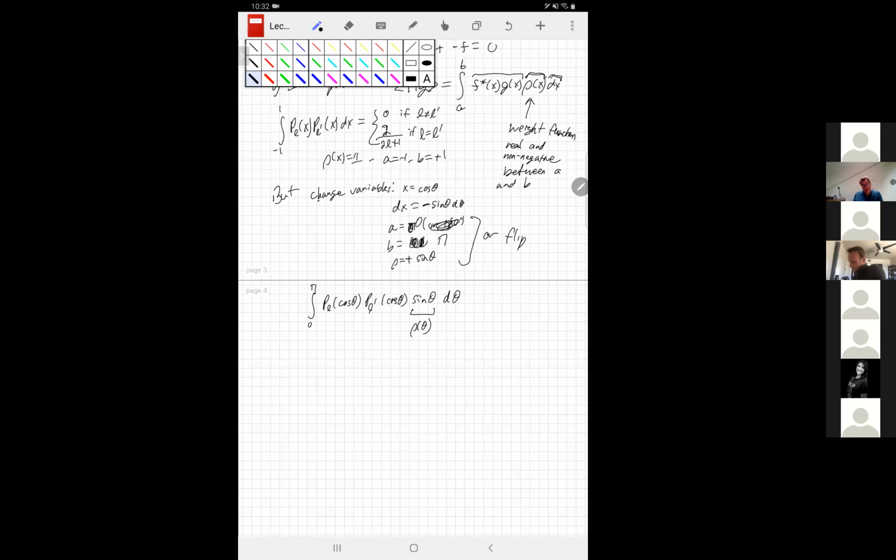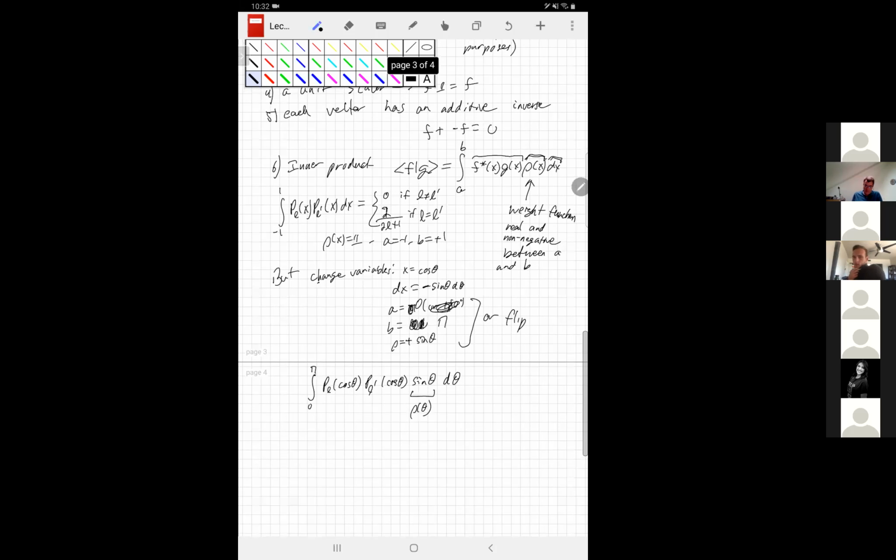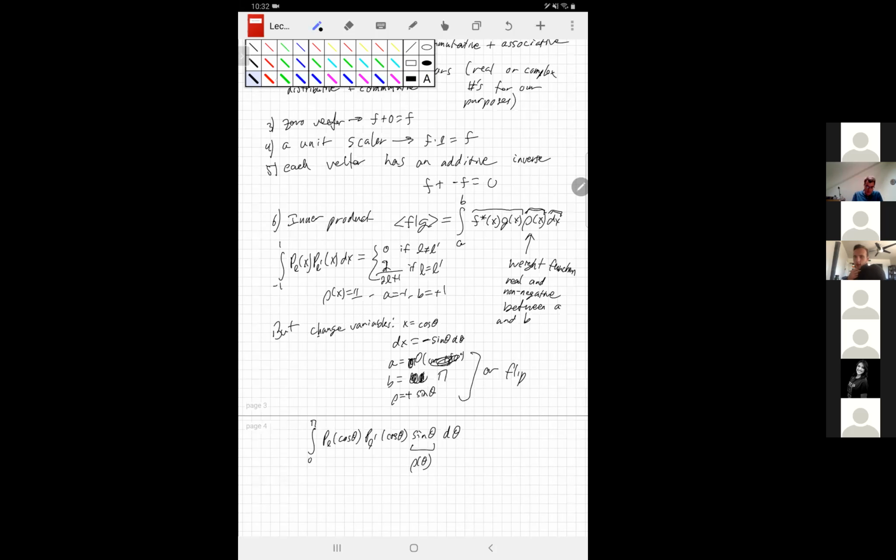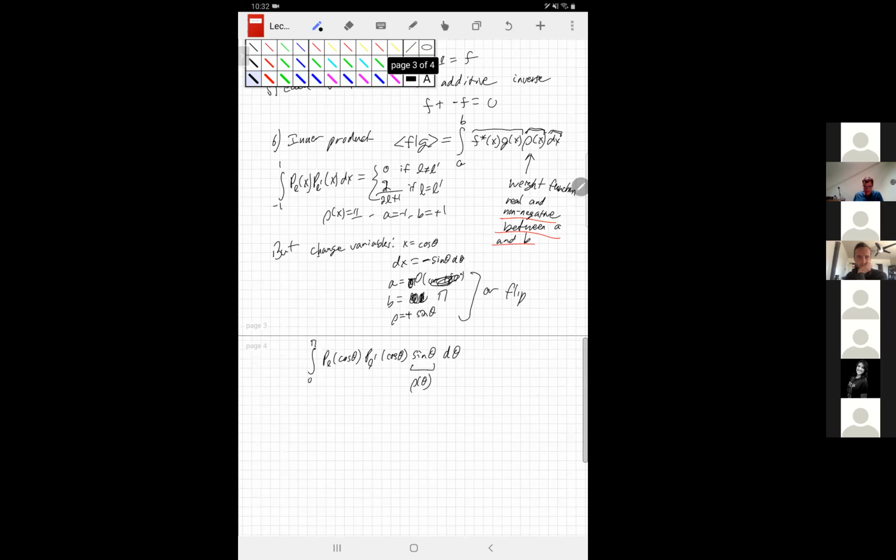And you could say, well, wait. The weight function has to be non-negative. But sine theta can be negative. Well, the requirement is that it's non-negative between A and B. And sine theta is non-negative between 0 and 180, or 0 and pi. So this was an example of a weight function.